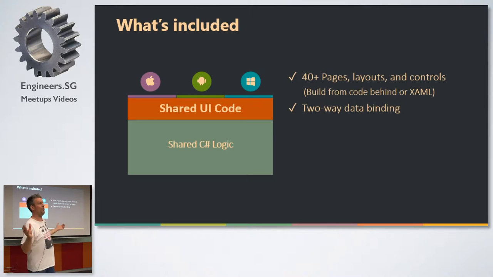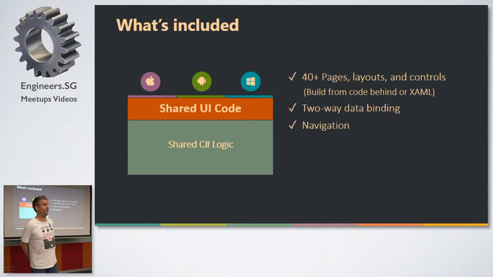This is literally what I just went through a little bit earlier, just getting all the elements of the different platforms and hiding them into one tag. So for one button, it's going to be one button tag that's going to render a UI button on iOS, a button on Android, and a button on Windows, let's say.